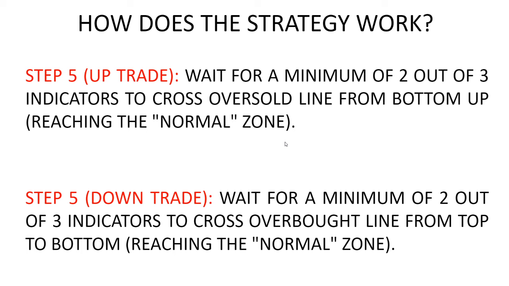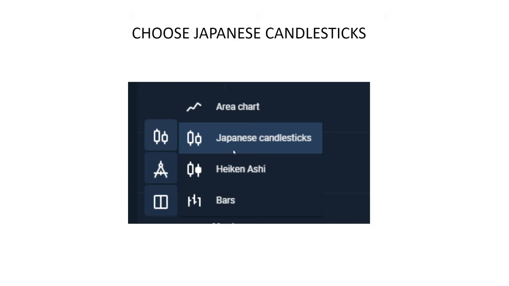How does it work? What kind of signals are we looking for? Whenever we are entering a buy trade, an up trade, so for price increase, we'll wait for a minimum of 2 out of 3 indicators, our oscillators, to cross the oversold line from the bottom to the top, reaching the normal zone. For a down trade, so for price decrease, we wait for a minimum of 2 out of the 3 oscillators to cross the overbought line from the top to the bottom, reaching the normal zone.